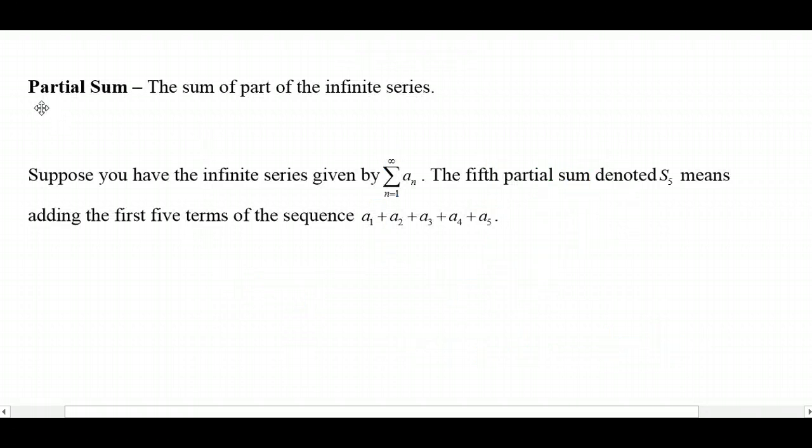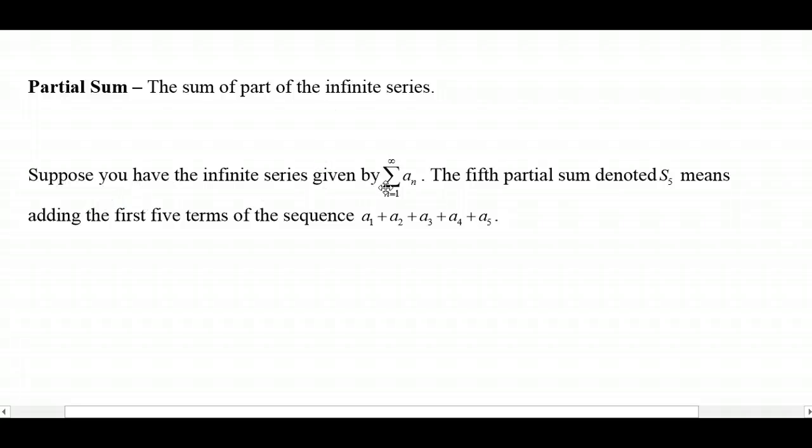So we just established that it is possible for infinitely many terms to be added together to get a finite number. When this happens, we say that the series converges. But this is actually a really complex concept. So in order to formally make sense of it, we need to define what's called a partial sum. A partial sum is the sum of part of the infinite series.